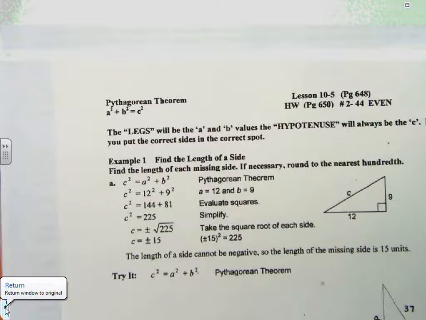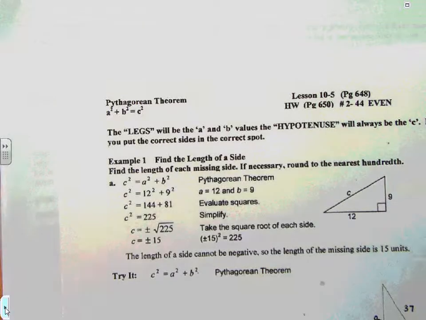There we go. Okay, 10.5, we're talking about the Pythagorean theorem, where a squared plus b squared is equal to c squared.